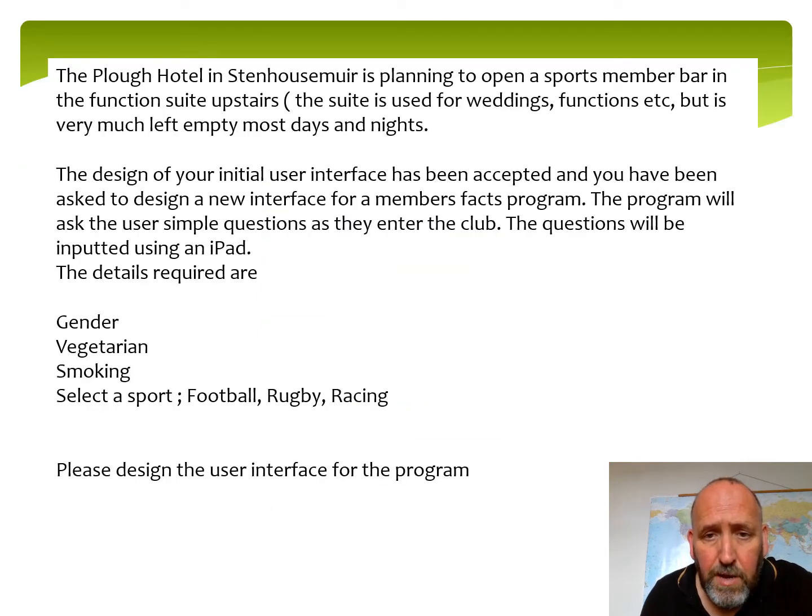So here we are. The Plough Hotel is planning to open the sports bar, as we see. Your initial design for the user interface has been accepted, and I now want you to design a new interface for members' facts program. The program will ask the user simple questions as they enter the club. The questions will be inputted using an iPad. Here's the details. They want your gender, vegetarian, whether you are or not, smoking, whether you smoke or not, and select the sport that you like, football, rugby or racing. And as they gather this information, obviously it helps the hotel to plan the evening ahead and of course upcoming events. Please design the user interface for the program.